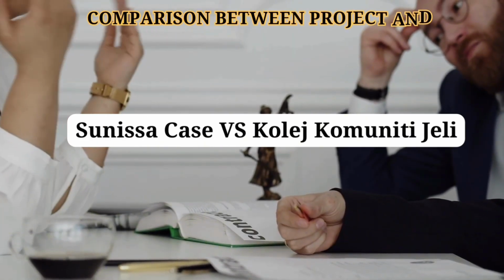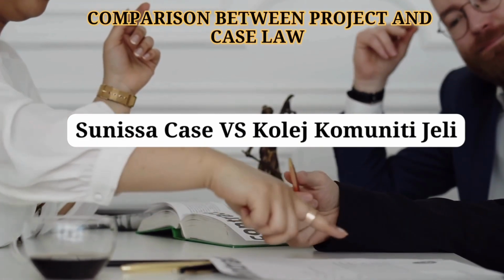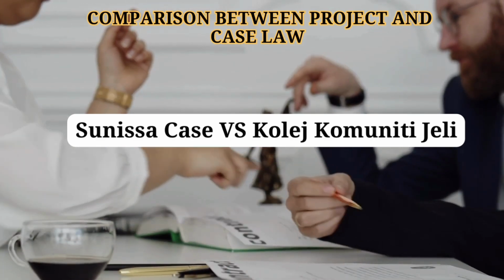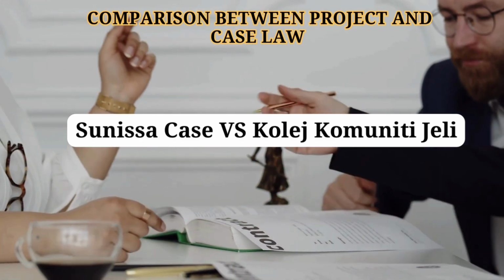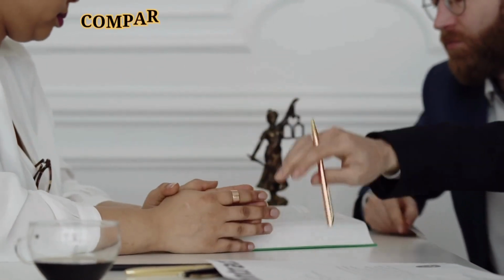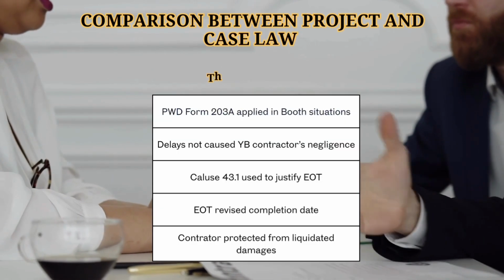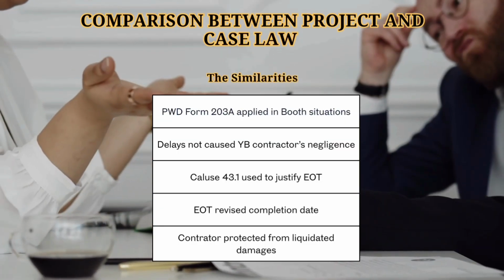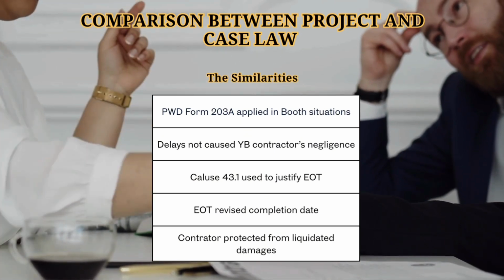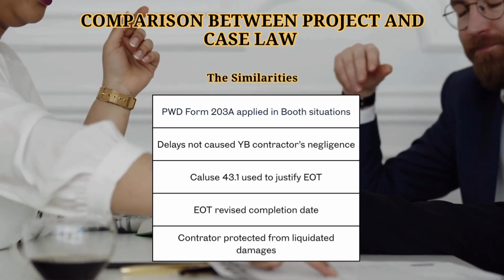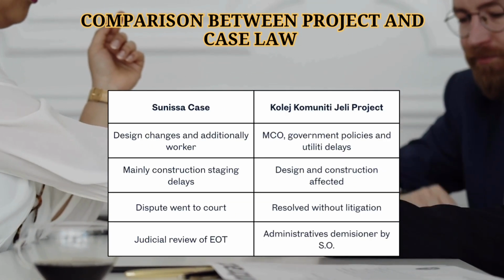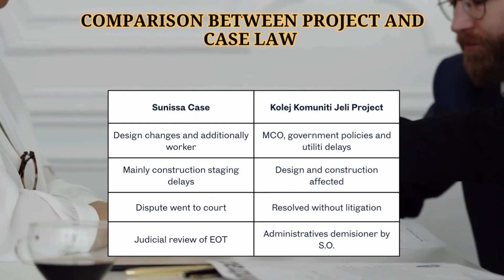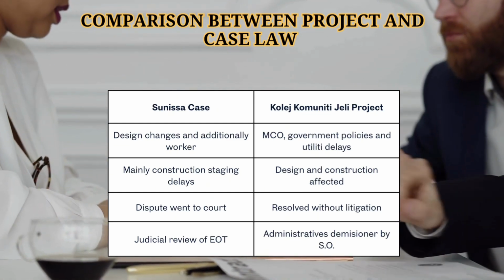This section compares the Sunisa case with our case study project to understand how extension of time under Clause 43 of PWD 203A is applied in both legal and practical contexts. In both the Sunisa case and the Kolej Komuniti Jeli project, the contractor was not at fault, and Clause 43 was used to fairly extend the completion period. Here are the similarities between our case study and the Sunisa case. The main difference lies in the nature of delay. Sunisa involved technical and scope-related delays, while the Kolej Komuniti Jeli project involved external and force majeure type events.